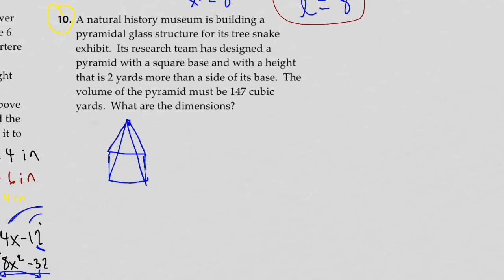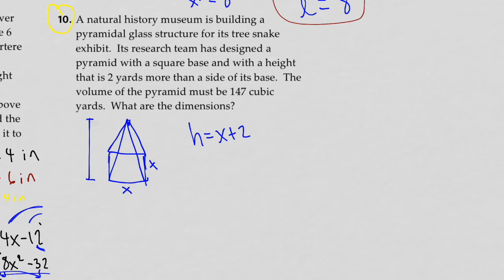Now, if the base is a square, that means that all the sides are the same. So if we call one side x, all of them are x, right? The length is x, the width is x, basically. The height of the pyramid, which is the distance from up here all the way down here, is 2 yards more than a side of the base. So if a side of the base is x, 2 yards more is x plus 2. The volume of the pyramid must be 147 cubic yards.